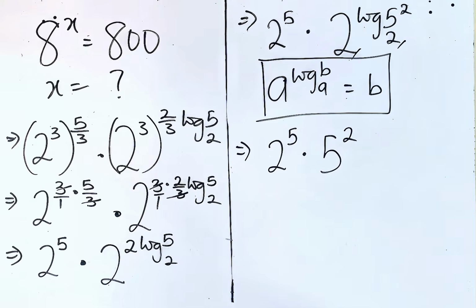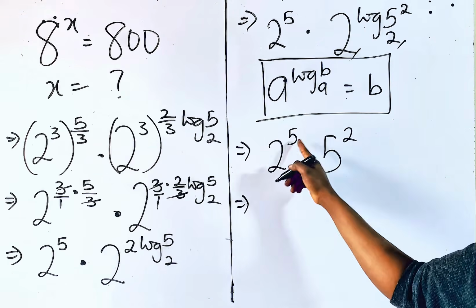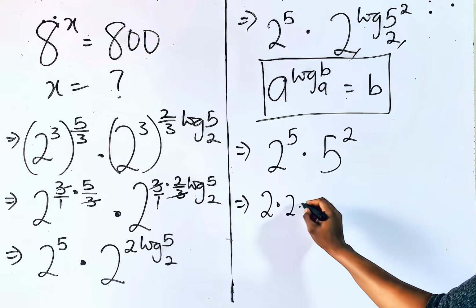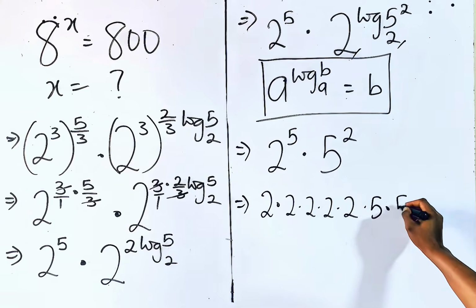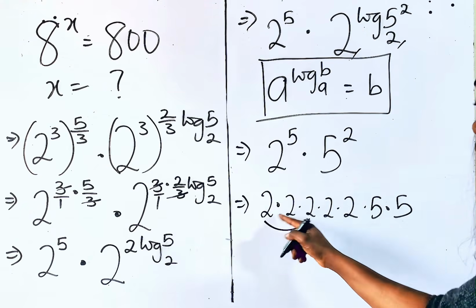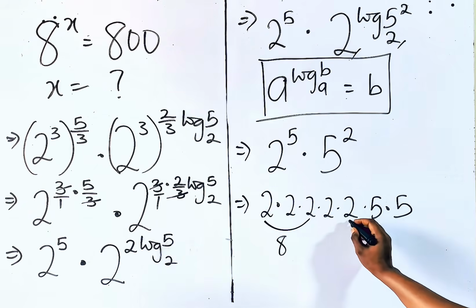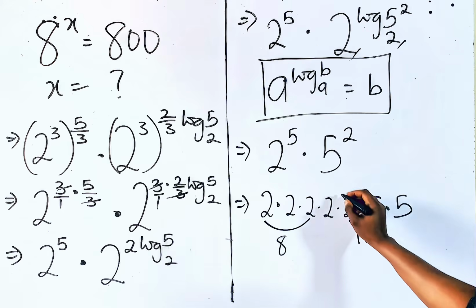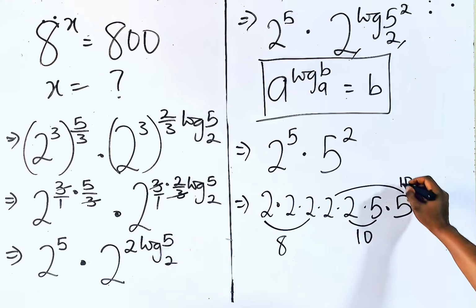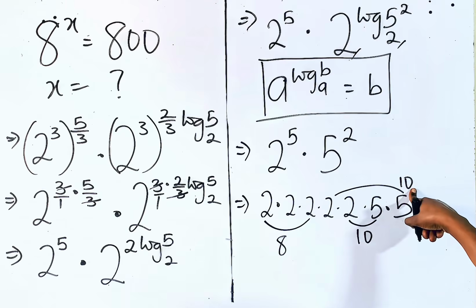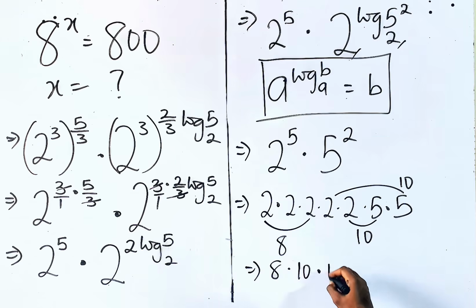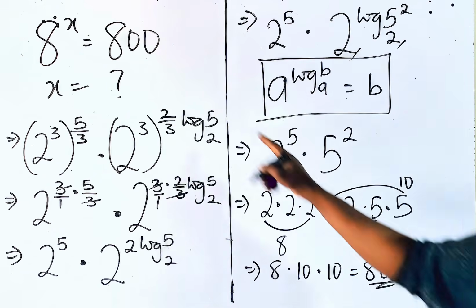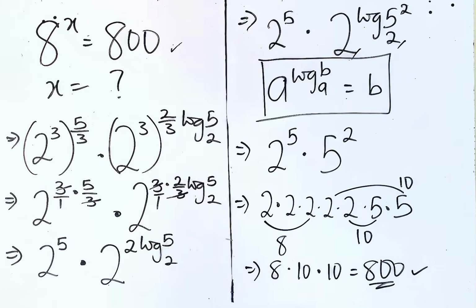If you simplify, 2 to the power of 5 is 2 multiplied 5 times, and this is 5 multiplied 2 times. When you multiply this, it gives you 32... sorry, the video says 8, then multiplying this gives you 10, and this also gives you 10. So this times this will give us 100. So we now have 8 multiplied by 10 multiplied by 10. This will give us 800. And that is what we have at the right side of the equation.